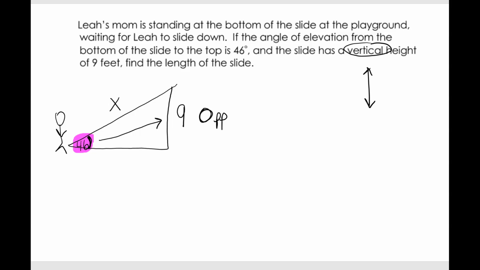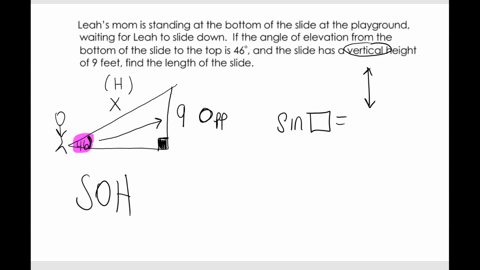The X right here is your hypotenuse, because that's across from the right angle. So those two determine that we're going to be using sine. The sine of the angle is equal to opposite over hypotenuse. The angle is 46 degrees. The opposite side is 9 and the hypotenuse is x. So x is in the denominator, which means we need to cross multiply.